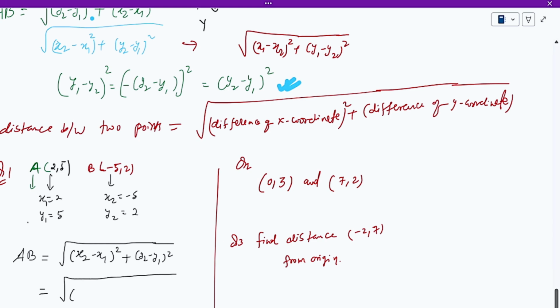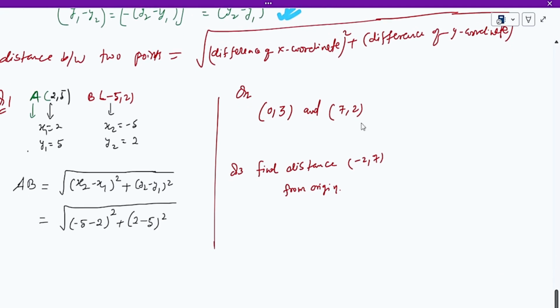So x2 is minus 5, minus x1 which is 2, whole square, plus y2 which is 2 minus y1 which is 5, square, right? Right or not? So now here this is simple integer differences. Minus 5 minus 2 is minus 7 square, plus 2 minus 5 means minus 3 square, right?